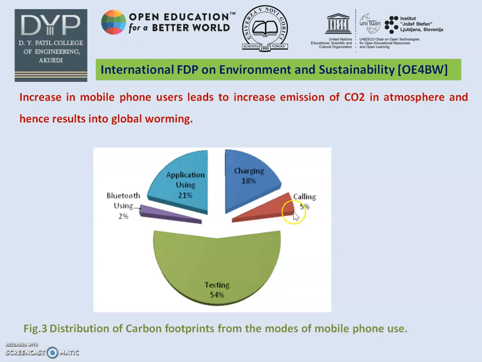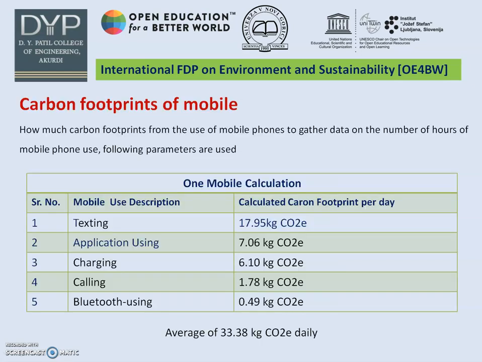If you see the use of the mobile phone, application using creates 21% carbon emission, charging creates 18%, calling creates 5%, texting 54%, Bluetooth using 2%. This is the distribution of carbon footprint for the model of mobile phone use. This data is taken from a study of university students.